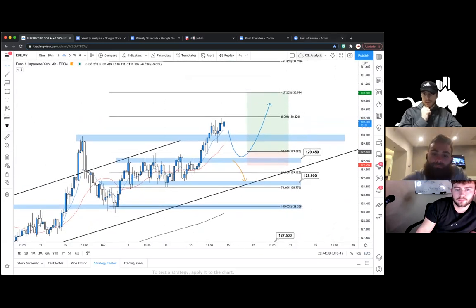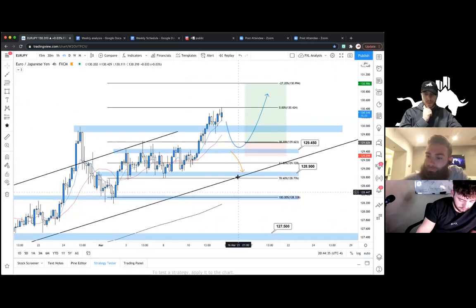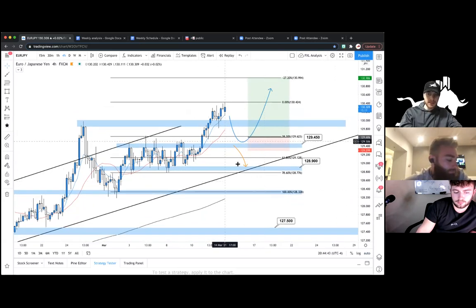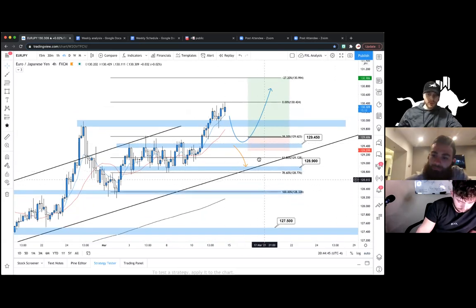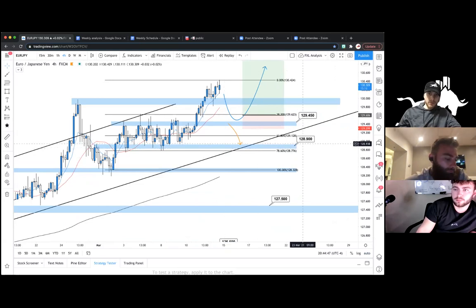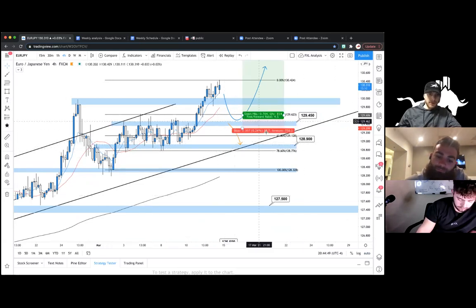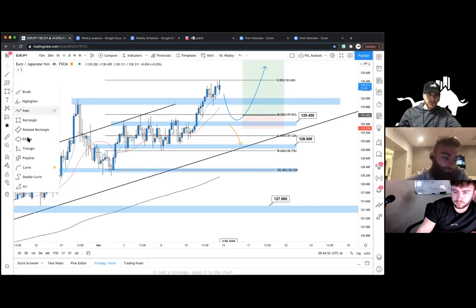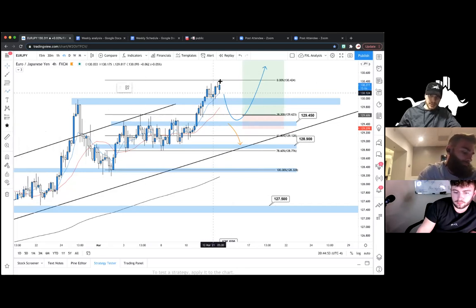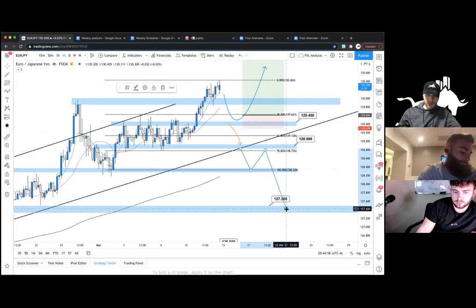But for us to consider short scenarios in EJ, what's the first thing that needs to happen? We need to break back into consolidation below 129.45, right? But even then, it's still overall very bullish. So the real transition would be on a break of 128.9 and out of this bullish channel. That just shows you how bullish this thing is. It's got to fall through all these levels to change the overall bias.